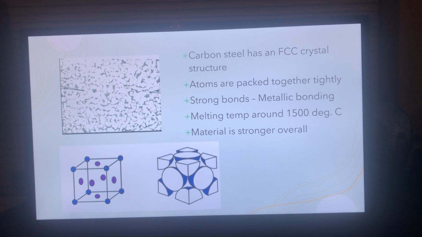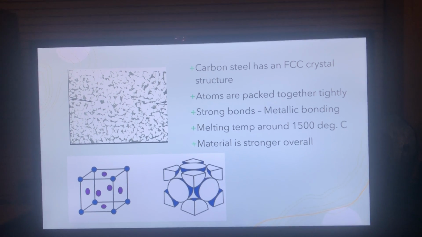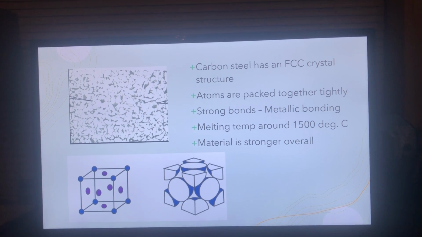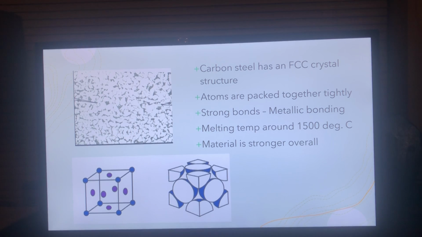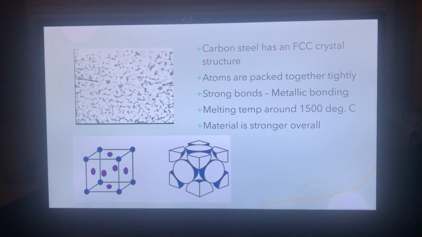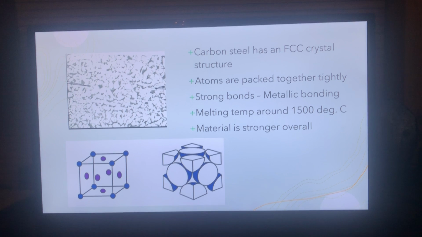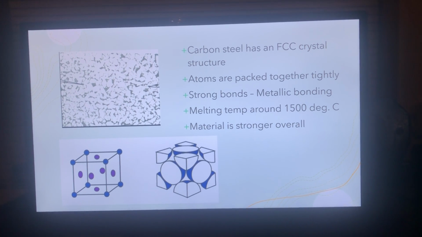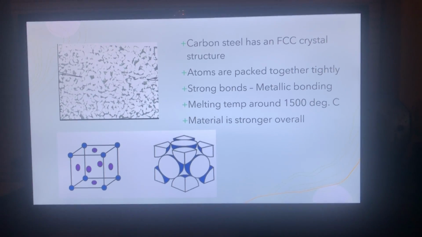Carbon steel has a FCC crystal structure, which means that the atoms are packed tightly together. This causes the metallic bonding to be strong, so the material is stronger overall. The strong bond energies cause properties like high melting temperature, which is around 1500 degrees Celsius, and it just makes the metal stronger overall.